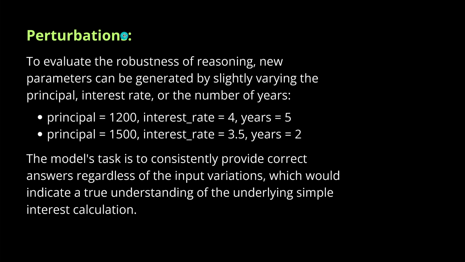Plus, what is so nice, perturbations. And I already explained perturbations to you. Look, if we now have $1,200 or $1,500, and we have a slight modification, those are perturbations to our symbolic system that are easy. We just use another parameter in our Python task. But now we can see how our LLM will perform if we change this.